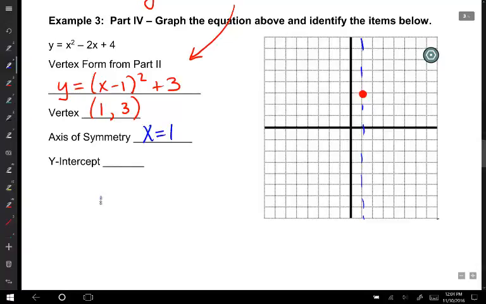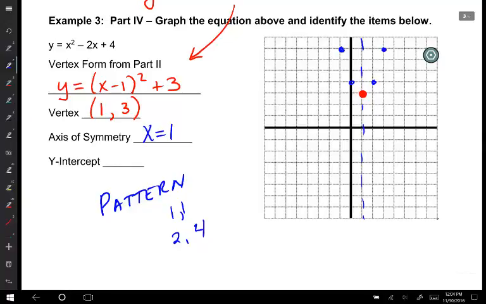Can anyone recognize what pattern is on this parabola? Over 1, up 1. Over 2, up 4. So let's do that. Over 1, up 1. Over 2, up 4. Can I do the next one? No. It's off the graph.